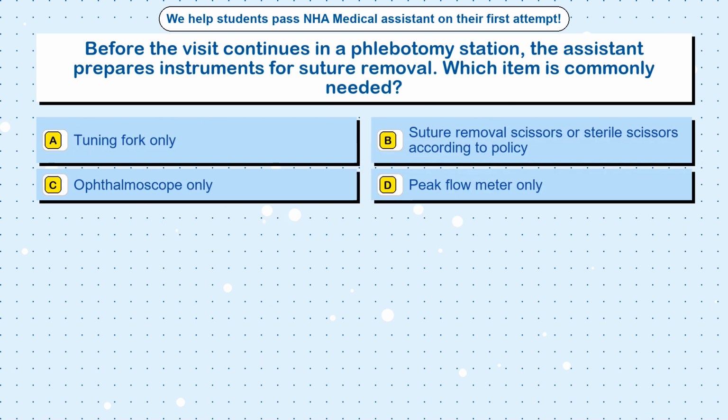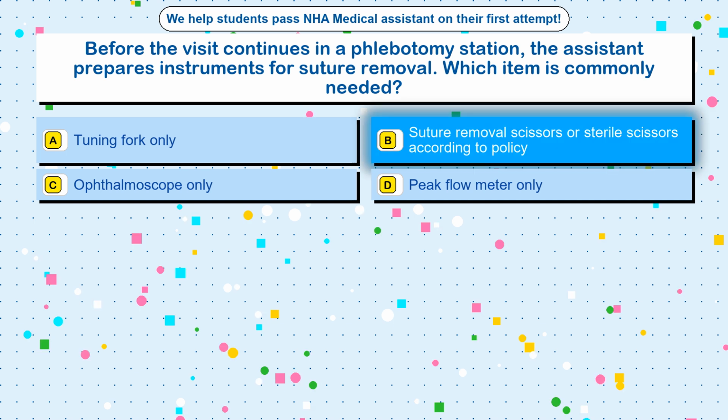Question 47. Before the visit continues in a phlebotomy station, the assistant prepares instruments for suture removal. Which item is commonly needed? Option A. Tuning fork only. Option B. Suture removal scissors or sterile scissors according to policy. Option C. Ophthalmoscope only. Option D. Peak flow meter only. The correct answer is option B.